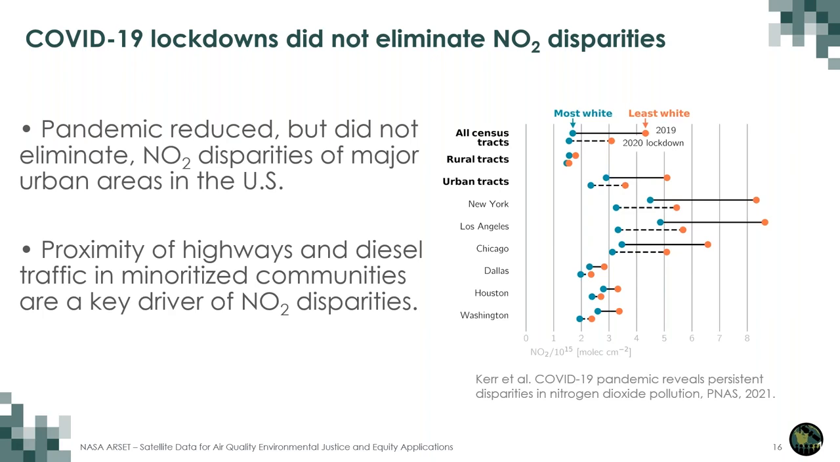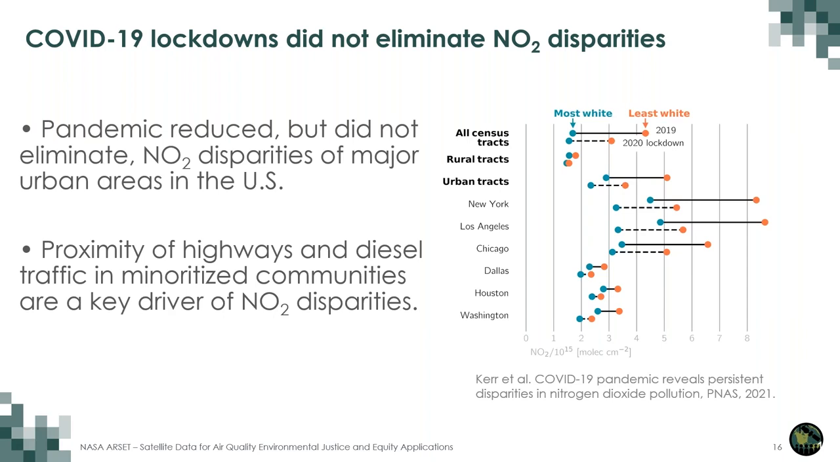And you can see that in the orange dots depicting NO2 concentrations in the least white census tracts compared with the blue dots depicting NO2 concentrations in the most white census tracts in that pre-lockdown period in 2019. During the 2020 lockdowns, about 50% of passenger vehicle traffic came off the roads. And we saw both the orange dots and the blue dots shift left, indicating that NO2 concentrations dropped for both the least white census tracts and the most white census tracts.